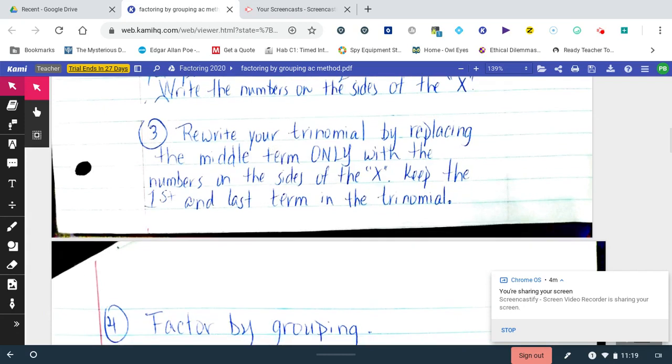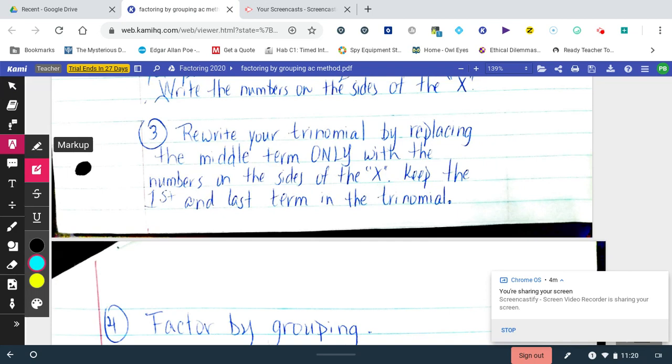Afterward, you're going to rewrite your polynomial by replacing the middle term only with the numbers on the sides of the x. So the middle term only gets replaced with the numbers on the sides of the x. Now, in the prior lesson, we took the numbers on the sides of the x and they went into the actual factors. When your leading coefficient is something greater than 1, those numbers on the sides of the x will not go into the actual factors. They will only replace the middle term.